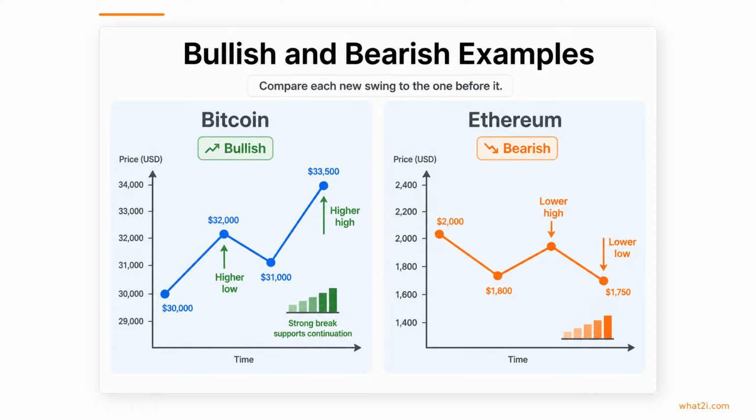Bearish structure is the opposite. Ethereum falls from $2,000 to $1,950, then drops to $1,700, then to $1,500.